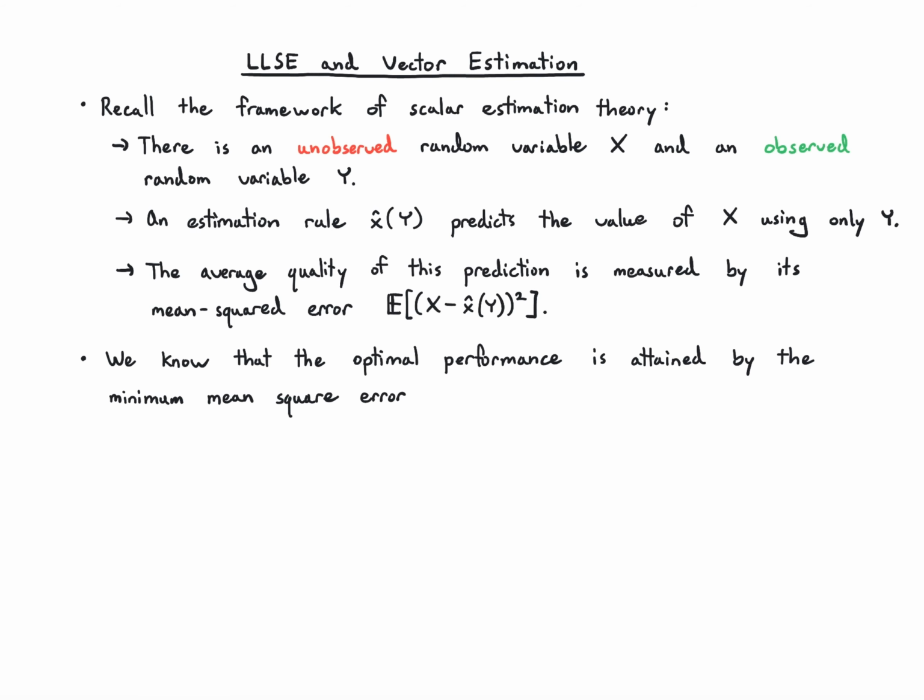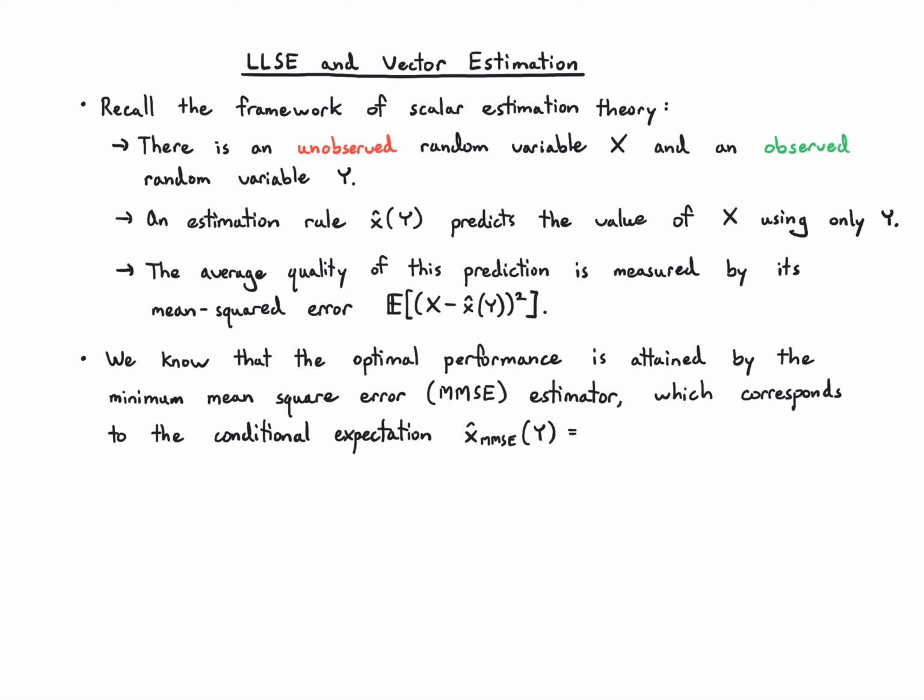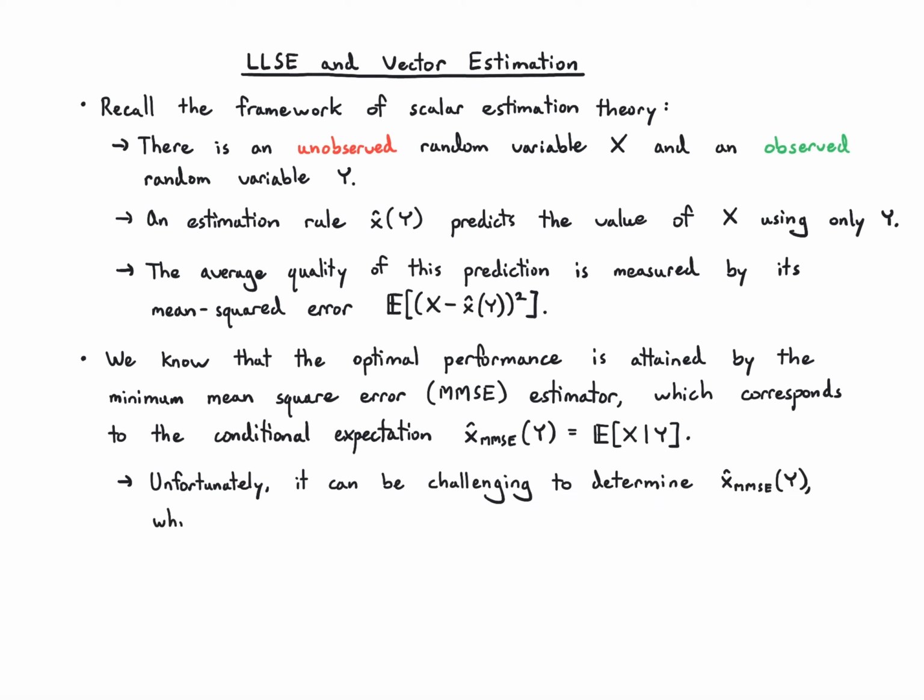We already learned that the optimal performance is attained by the minimum mean squared error estimator, abbreviated as MMSE. We also learned that this optimal estimator is just a conditional expectation. So I just take x hat MMSE to be the conditional expectation of x given y. But the problem is this can be a pretty challenging thing to determine. Maybe that just means I have to compute some integrals, but in general, this is a hard thing to do, and it's often a nonlinear function of y. So let's ask the following question.